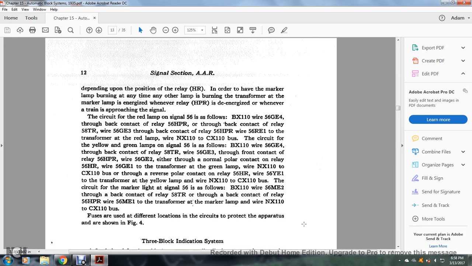Depending on the position of the relay HR, in order to have the marker of the lamp burning at any time, the lamp of the bearing of the transformer with the marker light is energized whenever the relay HPR is de-energized whenever the train is approaching the signal.